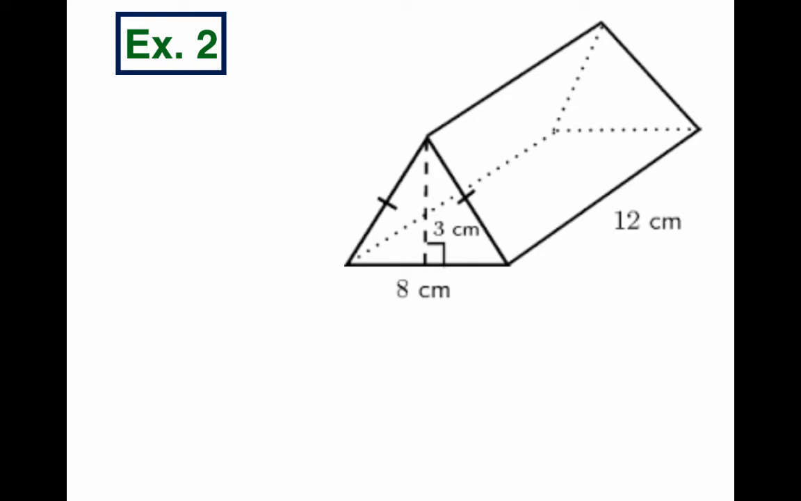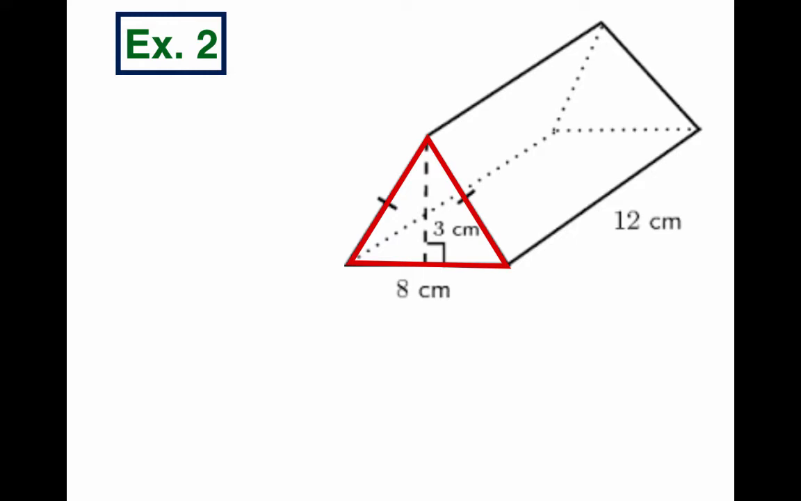All right, let's try another one. This time we're going to look at a shape that looks like this. It's a triangular prism. You can see it's got some measurements there, 8, 3, and 12, all in centimeters. Again, pause the video and sketch it yourself in your notes. We're going to find the volume of this prism by focusing on where the base is, and the base is going to be that triangular face.